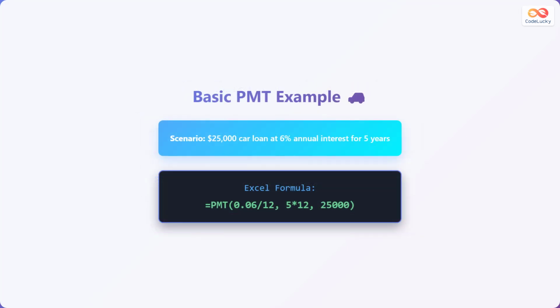Here's a basic example of how to use the PMT function. Imagine a scenario where you have a $25,000 car loan at 6% annual interest for 5 years. The Excel formula would be =PMT(0.06/12, 5*12, 25000).